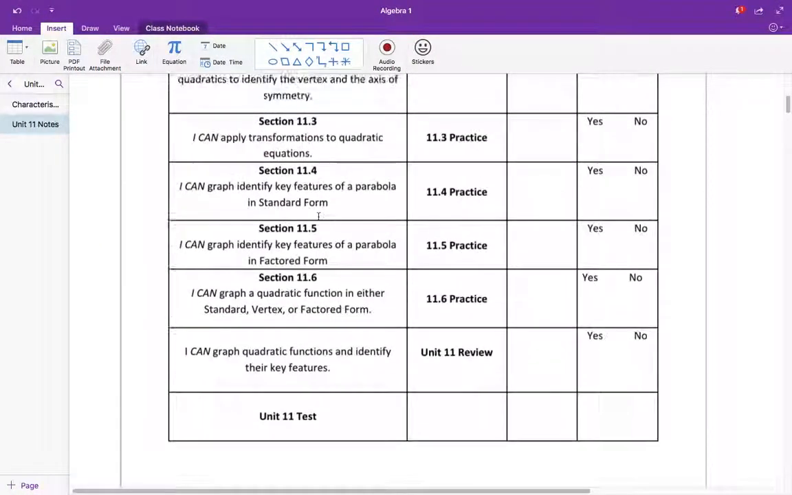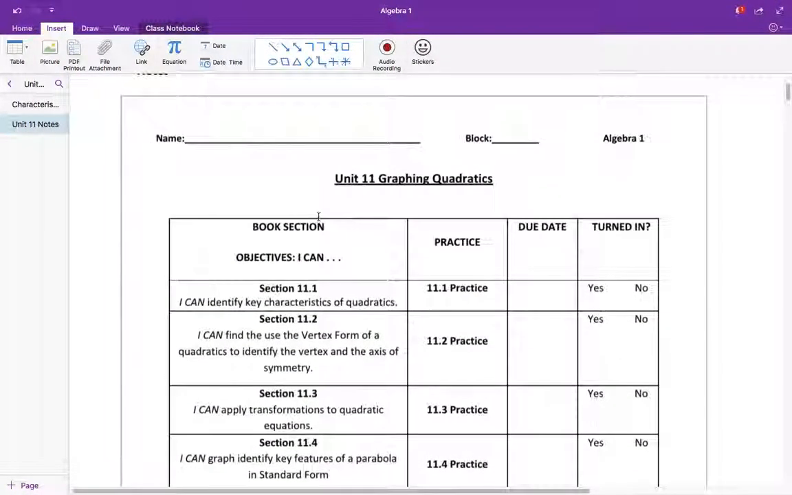All right, Algebra 1. So today on Monday, we are going to be starting our next unit, which is going to be about graphing quadratics. You've already done one page of notes on this about the characteristics. We're going to continue that today with how do you identify what is a quadratic and what is not a quadratic.